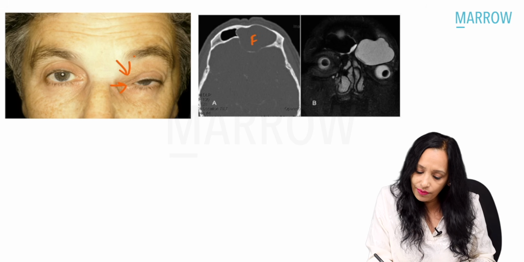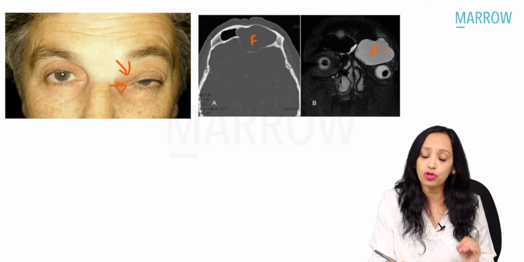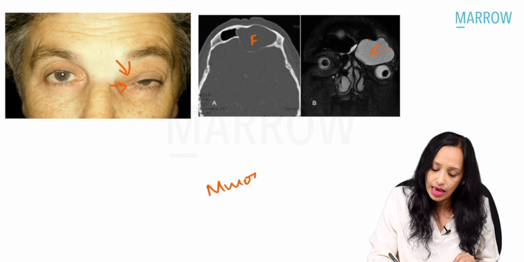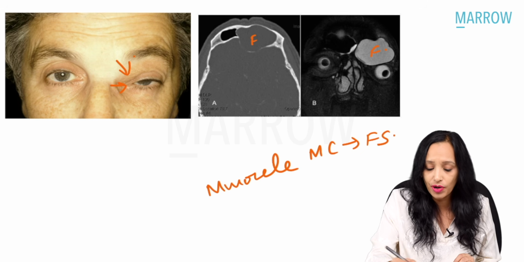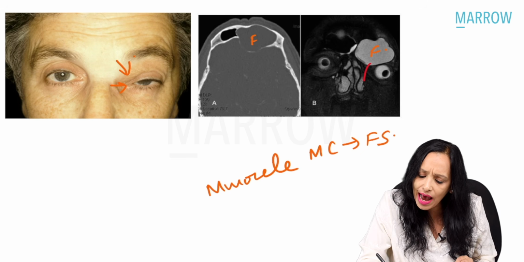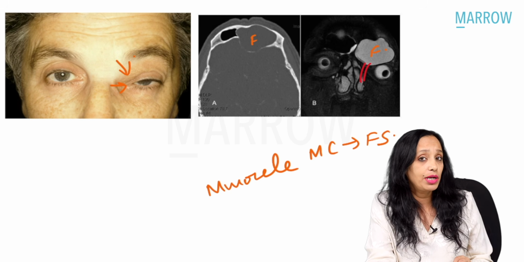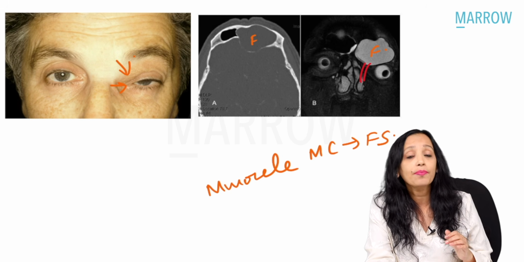And also in the MRI, we are seeing there's a collection in the frontal sinuses. This is the typical appearance of mucocele. Yes, mucocele is seen most commonly in the frontal sinus because the frontal sinus drains through a very narrow duct into the middle meatus. This is known as the frontal recess.